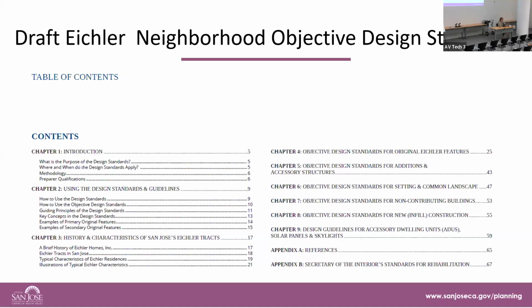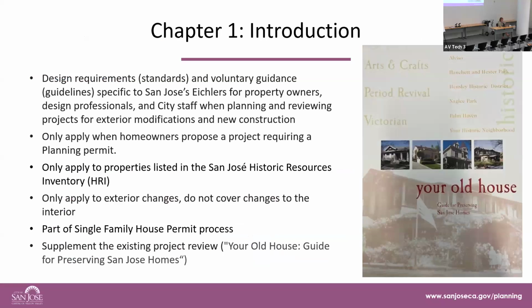So this is just an outline of the document. It's divided into 9 chapters. Chapter 1 is basically the purpose of the document, which is to provide design requirements. And again, it's the shall and the must, which are the standards. There are also sections in the document that are voluntary guidance, which would be the guidelines. And these are specific to Eichler houses. It's for property owners, design professionals, and city staff when planning and reviewing projects for exterior modifications or new construction to homes in Eichler neighborhoods.